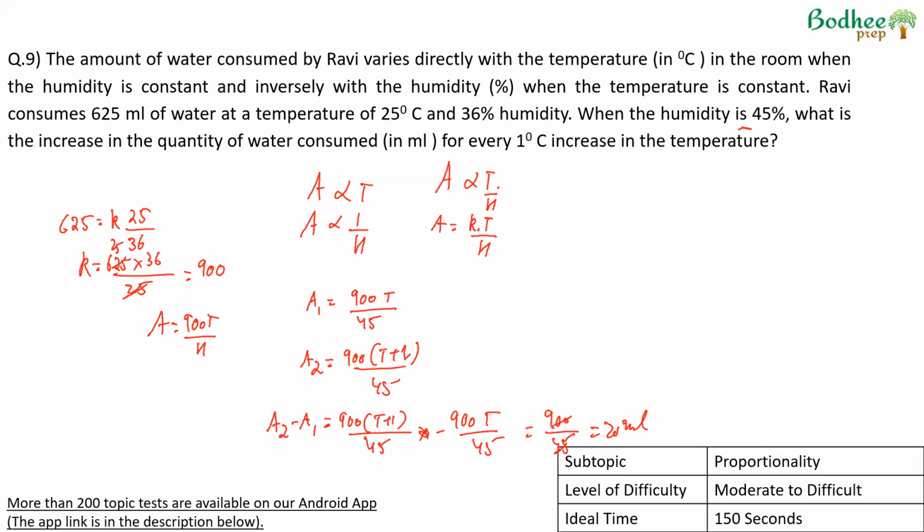Again, moderate to difficult level of question, because understanding the fact that the difference has to be taken might be difficult. Also, proportionality might create an issue because there are two different variables. Hence, I'm saying moderate to difficult unless the concepts are very clear. Solving time should be around 2.5 minutes.